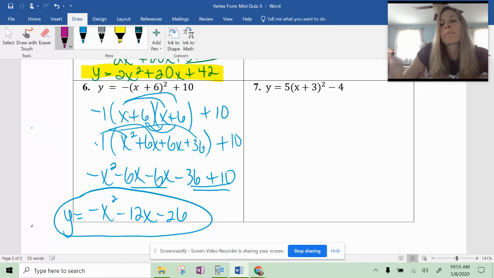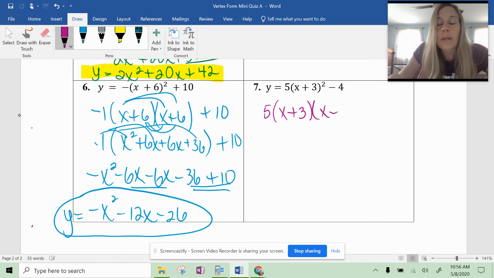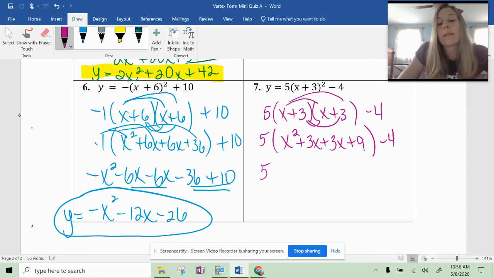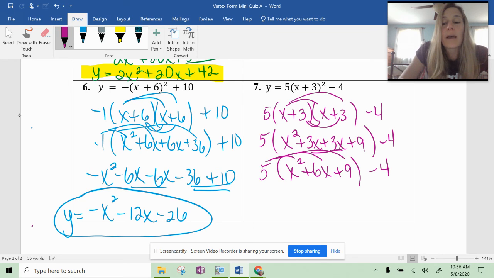Okay, last question. We have 5 times x plus 3 times x plus 3. So first I'm going to FOIL out these two binomials here. So I'm going to have x squared plus 3x plus 3x plus 9. Now it's up to you whether you want to distribute the 5 first or combine these like terms first. So I'm just going to make this a 6x in the middle first. Now I distribute the 5 to those 3. So that's 5x squared plus 30x plus 45.